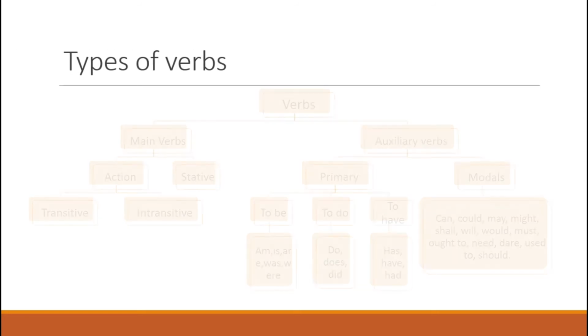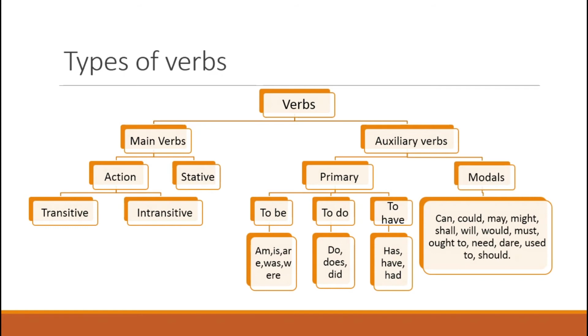Now, types of verbs. Here these are all the types of verbs. Mainly the verb is divided into two parts: main verbs and auxiliary verbs. Here, main verbs are action verb and stative verb, which we have learnt in this video. Already in the definition we learnt about verb.